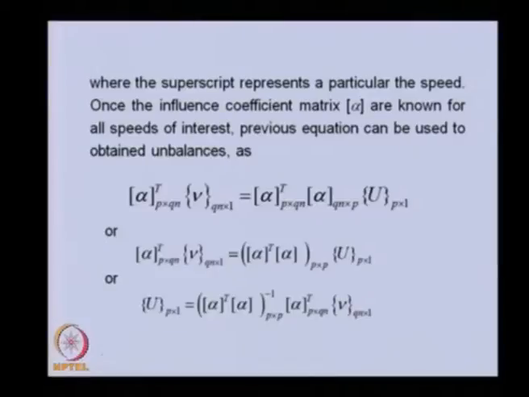First, to that equation we multiply the transpose of the alpha matrix on both sides. Now you can see that earlier the size of this matrix was Q n into P. So the transpose will be P into Q n, and the product will be of size P into P.